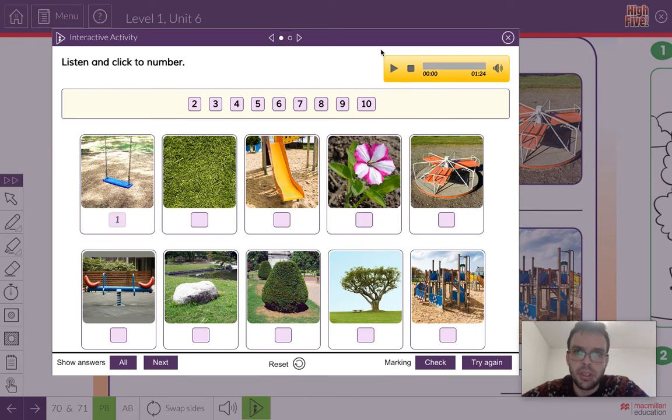Which one is number 2? Let's listen. 1. I can play on the swing in the park. 2. I can see grass in the park. So number 2, I can see grass in the park. Which one is number 2? That's right, it's this one. Try and finish the rest on your own, okay?